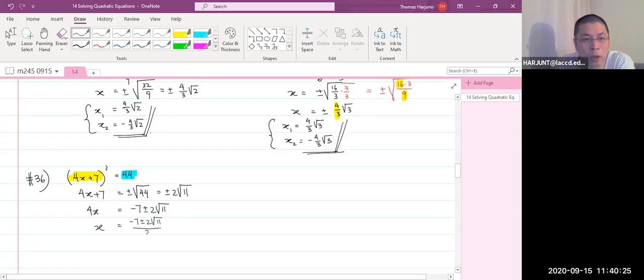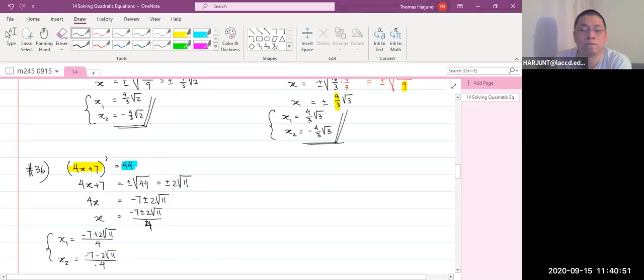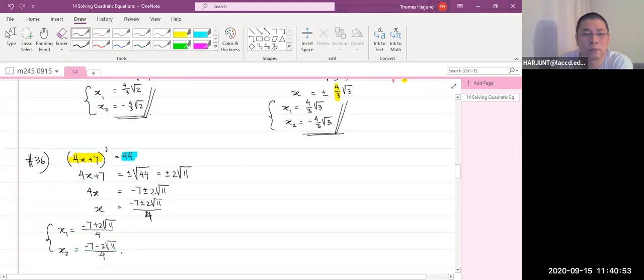Your textbook may write this as the final solution. But for you, I would like you to split it. So x1 equals negative 7 plus 2 radical 11 over 4. x2 equals negative 7 minus 2 radical 11 over 4. Any questions so far?